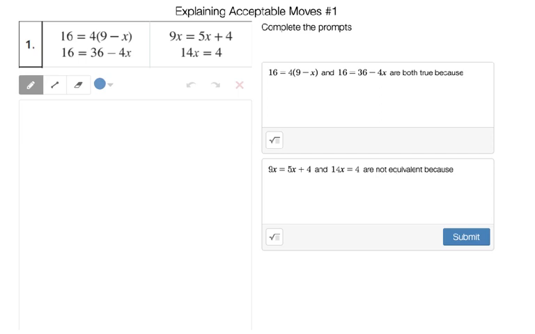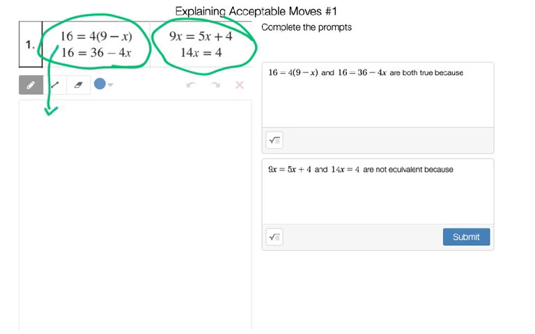And one of the things that we did was we looked at two sets of equations. And we were told that one was true and the other one was false, and we needed to justify and verify. So I'm going to look at the first one, and it's going to say 16 is equal to 4 times the quantity of 9 minus x. We're not solving for x. We are simply justifying why I can say that those are both true. And so what I'm going to do is I'm going to rewrite 16 is equal to 4 times the quantity of 9 minus x. And I need to prove that it is indeed equal to 16 is equal to 36 minus 4x.